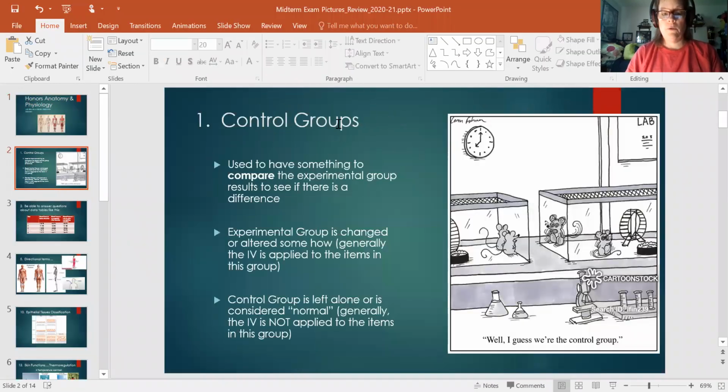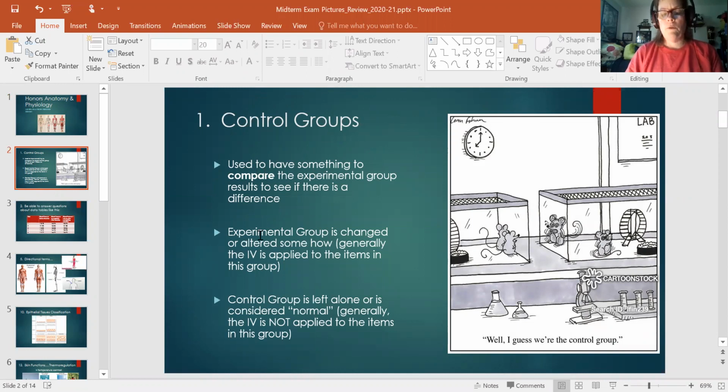So here we have control group. This is just a funny little cartoon I put in here, but your answer for this would be, why do you need a control group, or what are they used for? It's used to have something to compare the experimental group results to see if there's a difference. Now this is a little more detailed than I had on the answer key, but this is just in case you don't understand what a control group is.